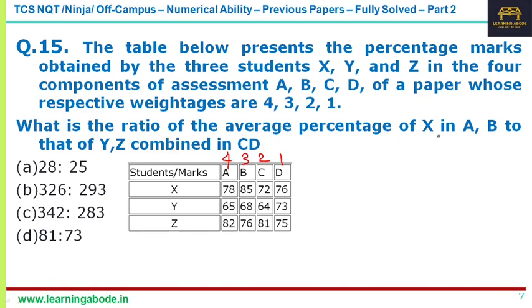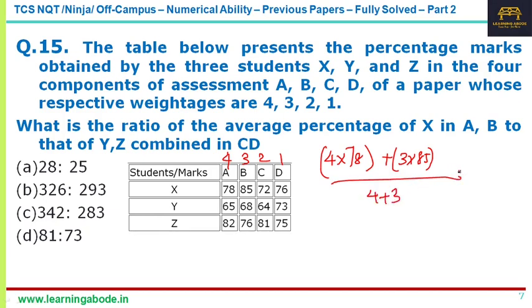Now X in A is 78, with weightage 4, plus 3 into 85, divided by 4 plus 3, which is 7. That's 312 plus 255 by 7, so 567 by 7, which is 81. Now the best thing to do is to mark this and move on, otherwise you will be wasting your time.